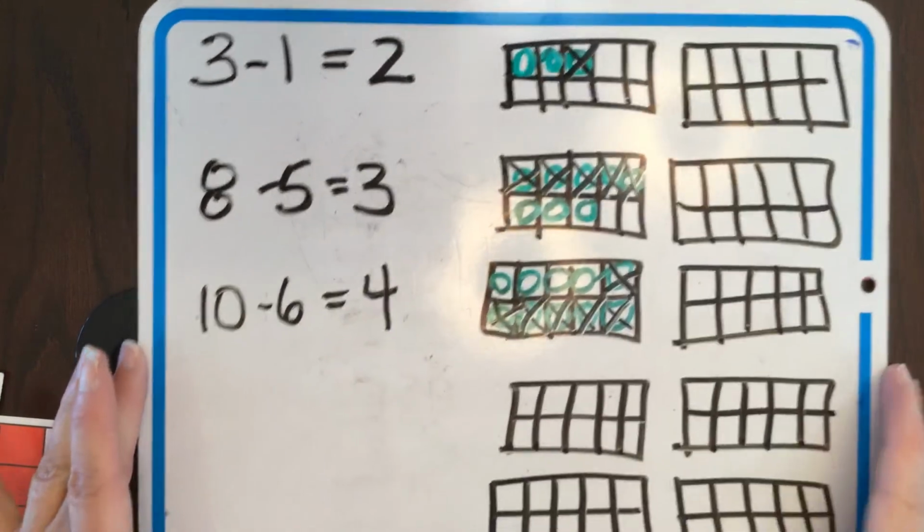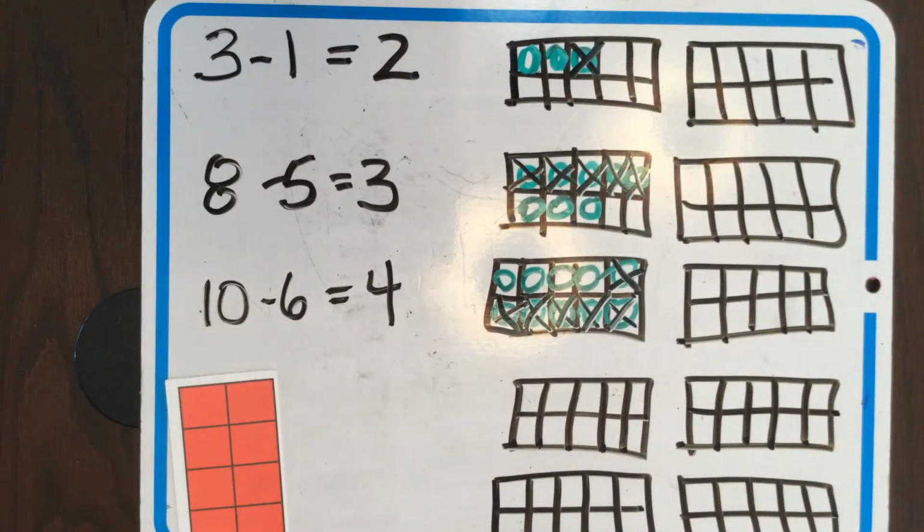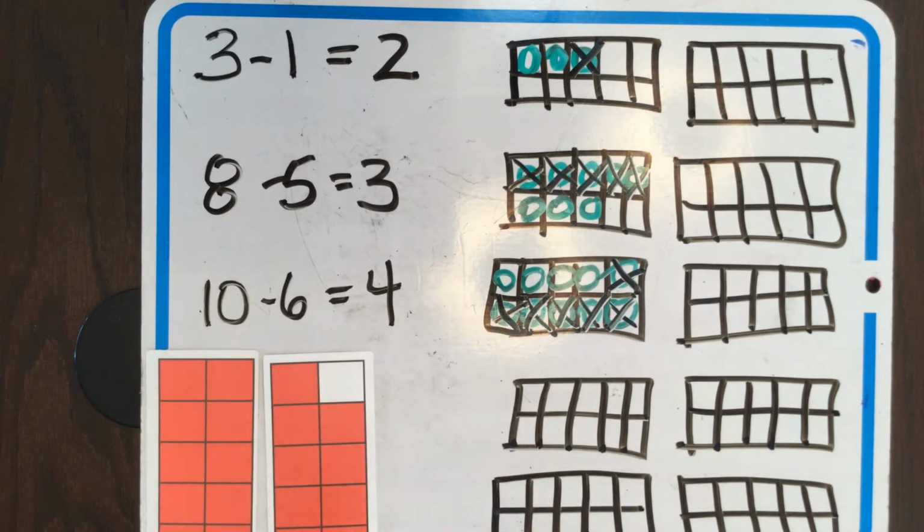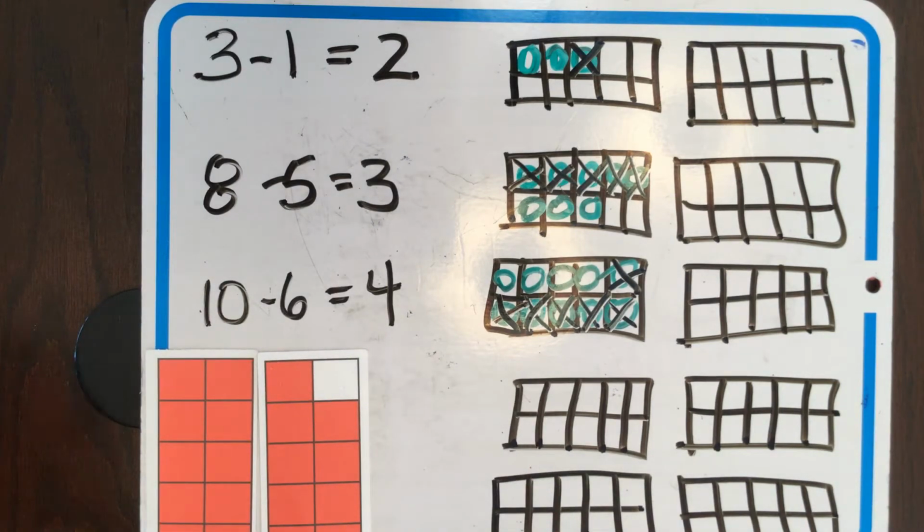For my next question, I'm going to use a 10 plus a number. So I'm going to have 19. I'm going to have 19, and then I'm going to flip over a random card to see how many I'm taking away.